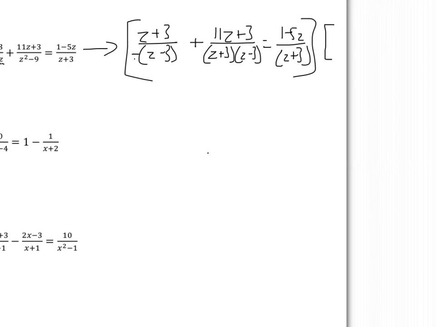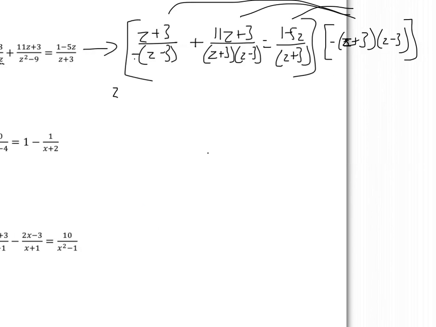So we'll multiply this whole thing by negative z plus 3, that's an x, not a z. Okay, z plus 3, z minus 3. Distribute that everywhere. In this first one, the negative and the z minus 3 cancel out. We just have the z plus 3 squared, which we could go ahead and do right away. Remember, z plus 3 squared is going to be z squared plus 6z plus 9.